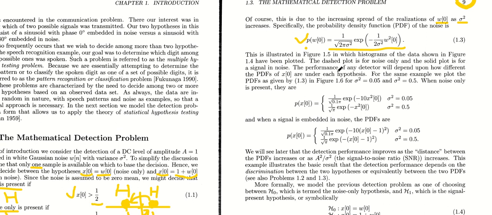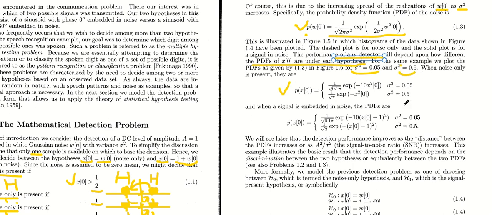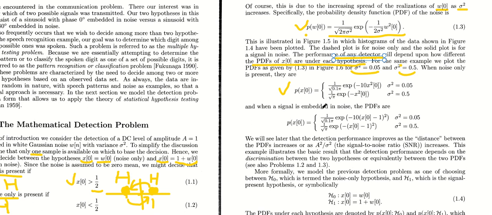The performance of any detector will depend on how different the PDFs are under each hypothesis. So for the same example, we plot the PDF as given by this for this and that. When noise only is present, it looks something like that. Remember that this is a Gaussian distribution, except that the variance is different.